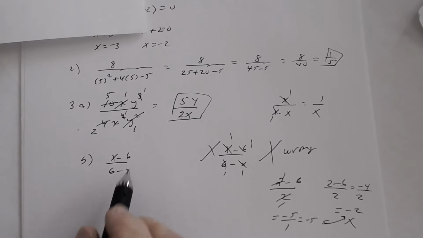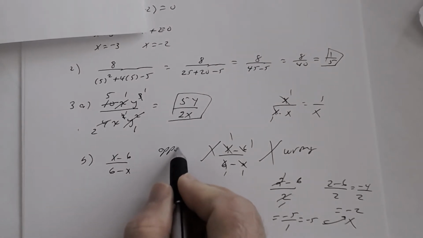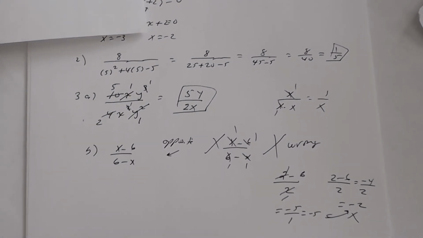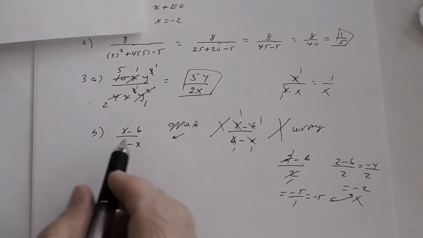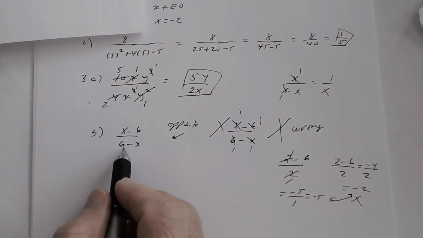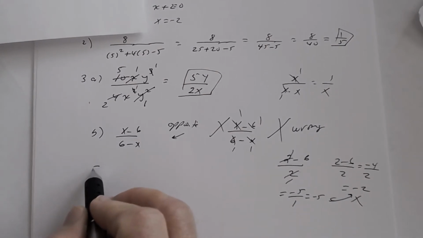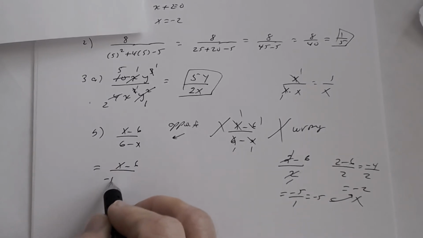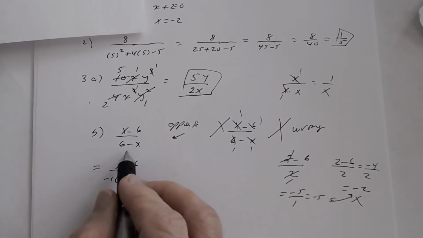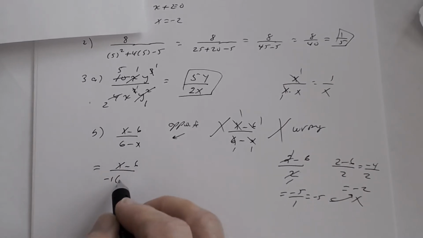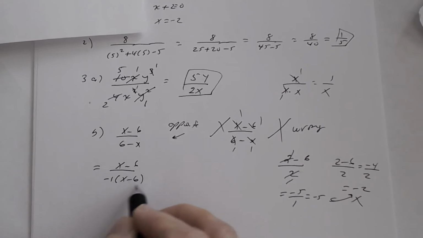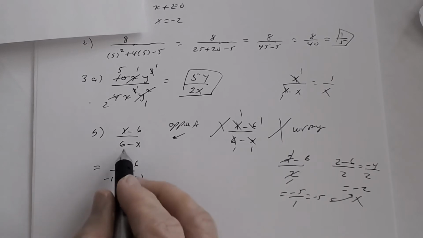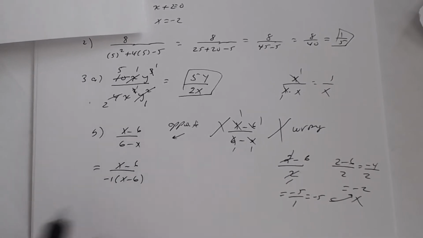What you had to do here was notice that these are opposites. When we talked about opposites, in that lesson, we noticed that what we can do from one of these is factor out a negative 1. So I can factor out a negative 1 from the denominator. When I factor out a negative 1 from 6 minus x, I get negative 1 times x minus 6. Because if I distribute, I get this back. Negative 1 times a negative 6 is a positive 6. Negative 1 times x is a negative x.